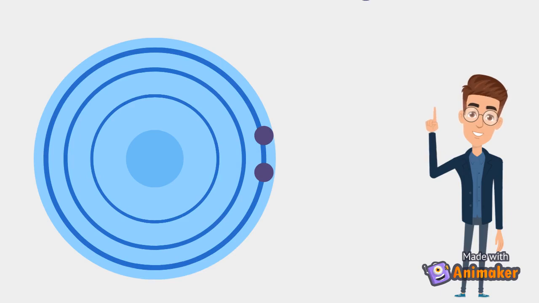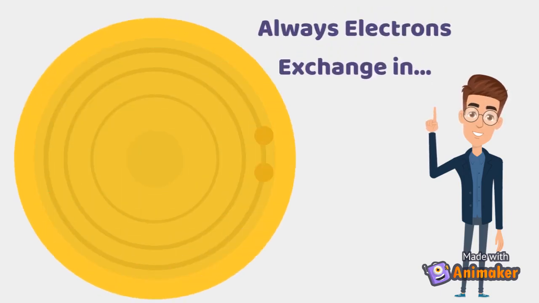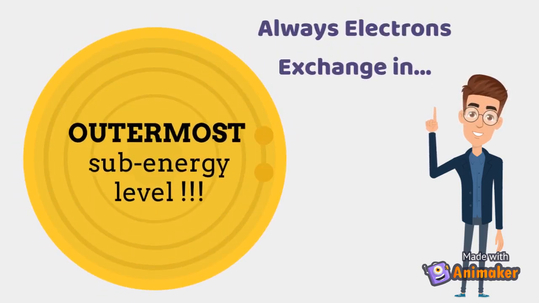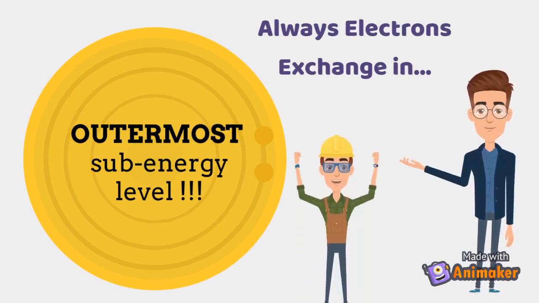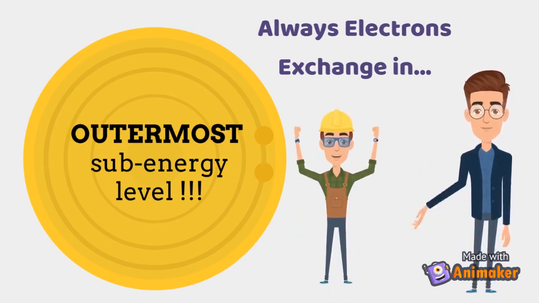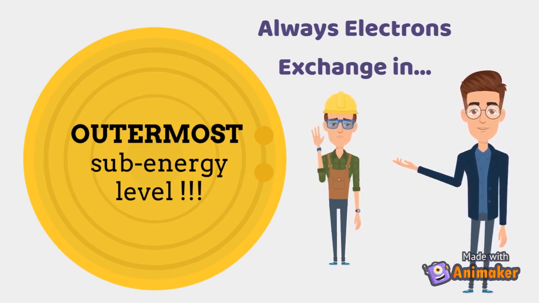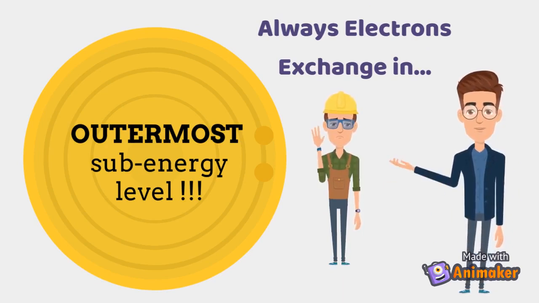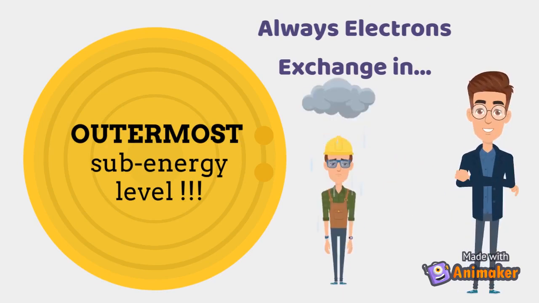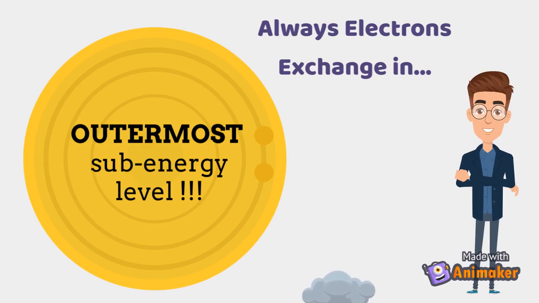When you are adding electrons or removing electrons from an atom, it will always occur in the last subenergy level. No matter how you fill electrons in the Aufbau principle, always the electrons are exchanged from the outer energy level. So don't remove electrons from 3d, assuming it was filled last.